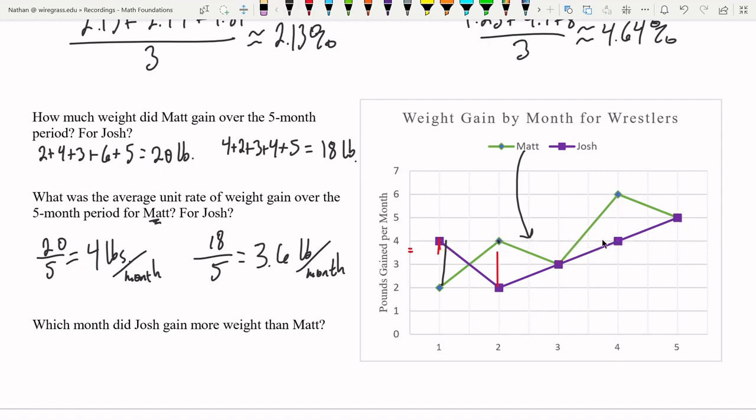Of course, for the next one, it says, which month did Josh gain more weight than Matt? So if I were to remove this, which month did Josh gain more weight than Matt? Josh is the purple. Right here, this one he gained the same amount. This one he gained the same amount. But these two, Matt actually gained more. Josh gained less, but only in the first month. The first month did Josh gain more.